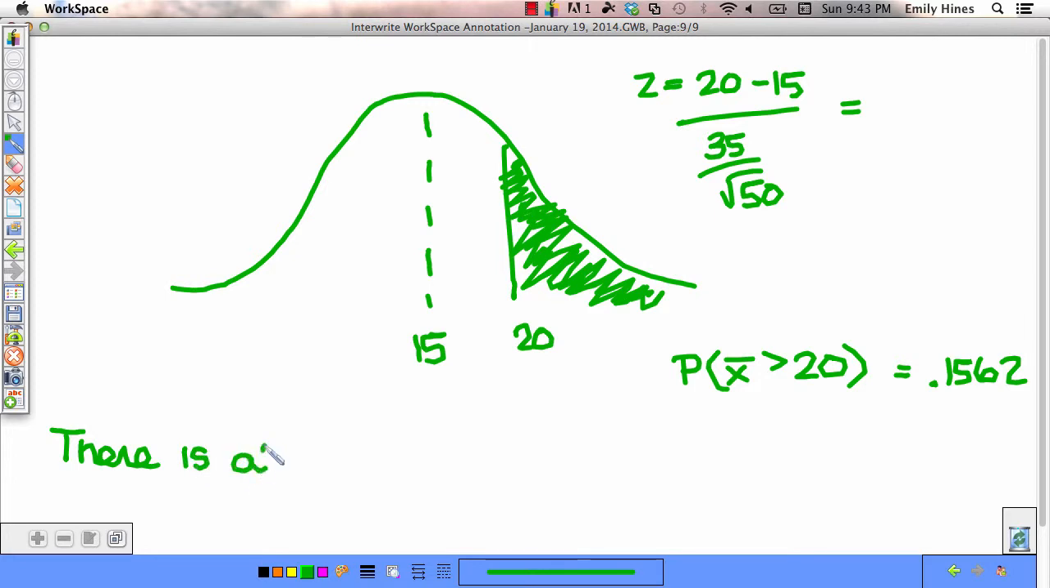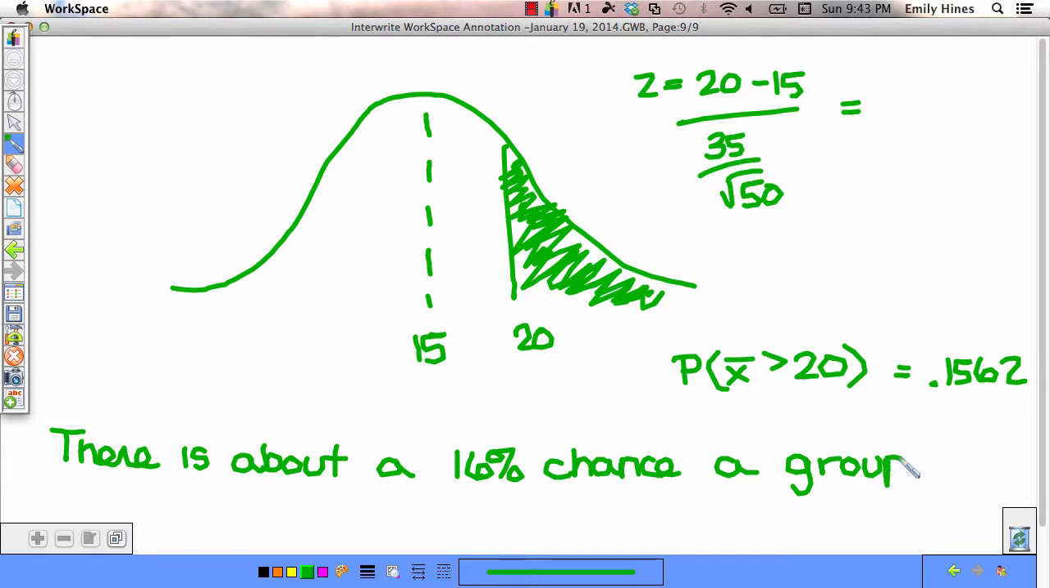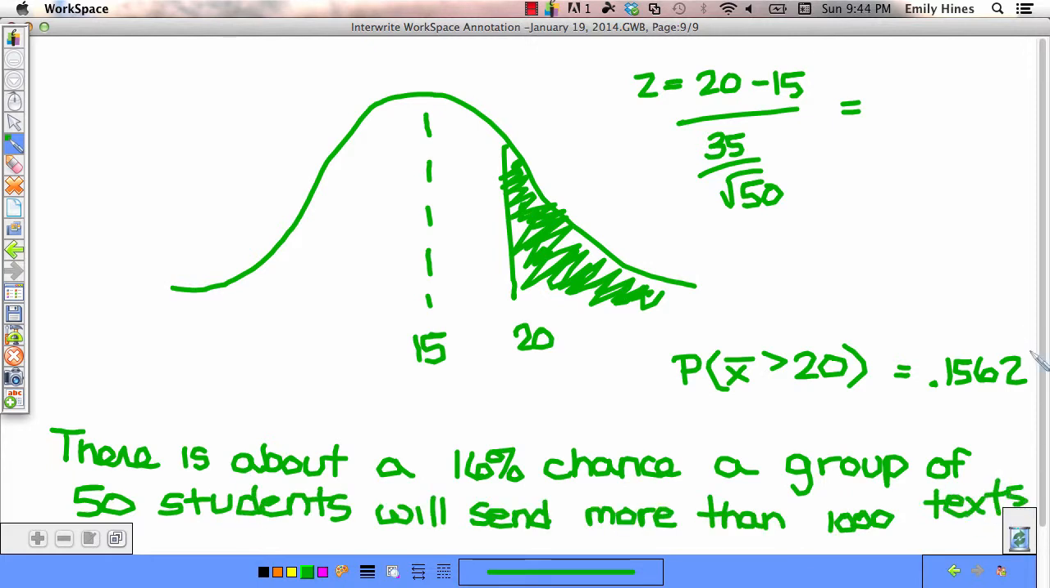So there is about a 16% chance a group of 50 students will send more than 1,000 texts, because there's about a 16% chance that each of them will average over 20 texts. And there you go, the same process, except at the beginning we had to add that little statement that said, even though my population is not said to be normal, since my sample size is so large, I can assume my sampling distribution would be.